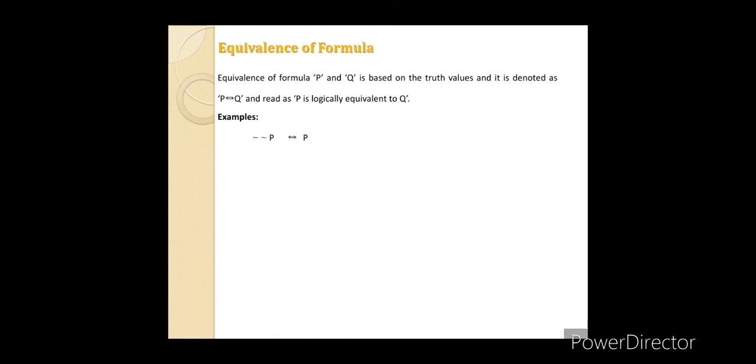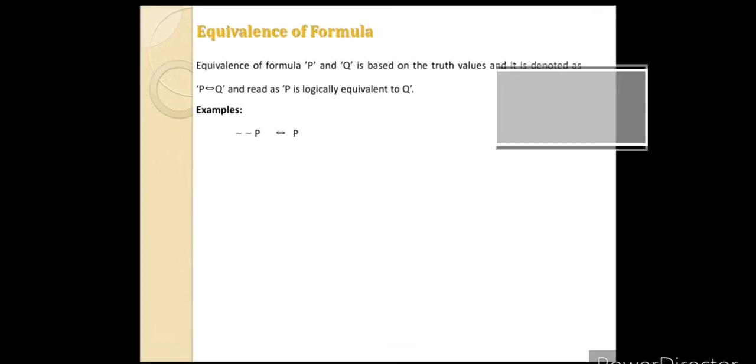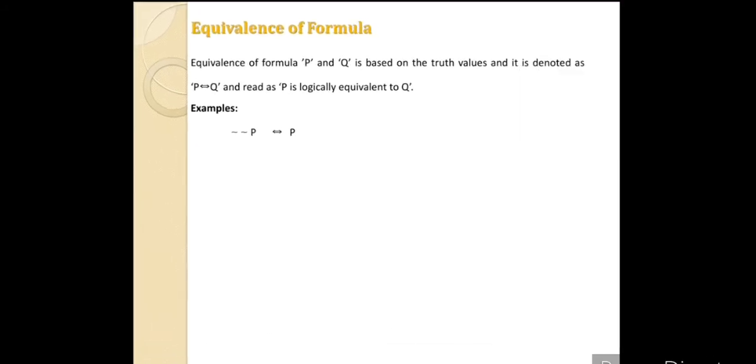Here now we will discuss the equivalence of formula. The meaning of equivalence is equality. In discrete mathematics, the equivalence of formula P and Q is based on the truth values and it is denoted as P logically equivalent to Q by using the symbol which is shown on your screen, and read as P is logically equivalent to Q.